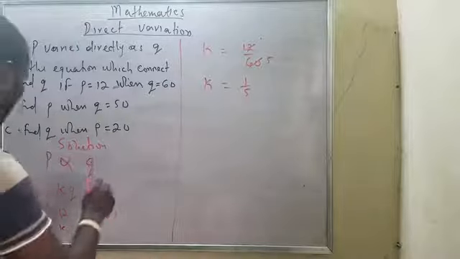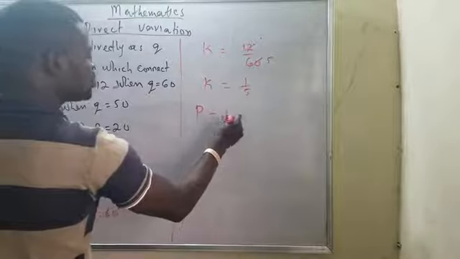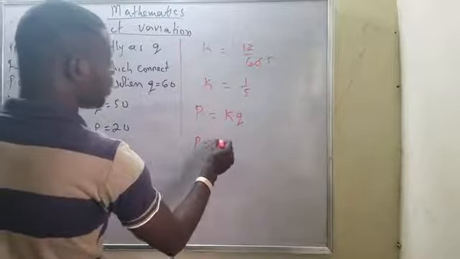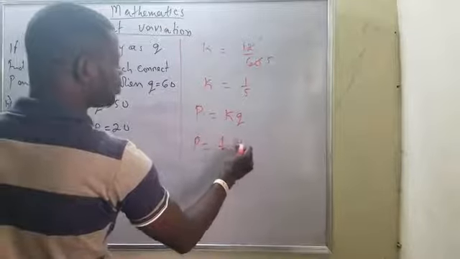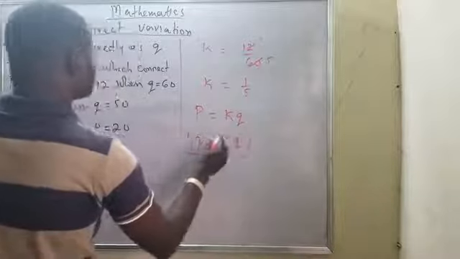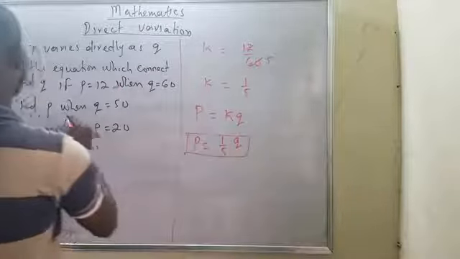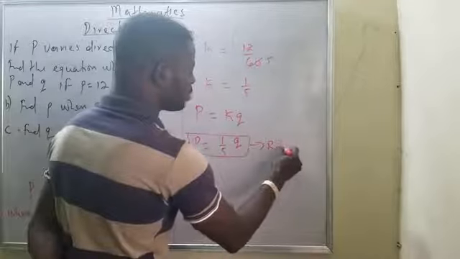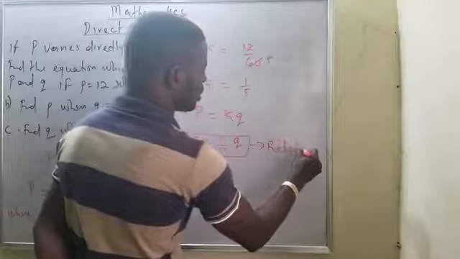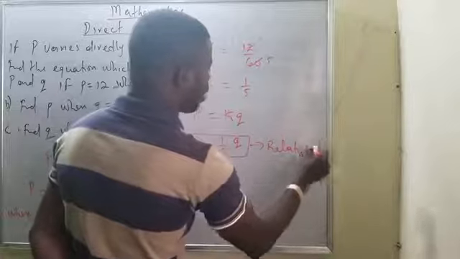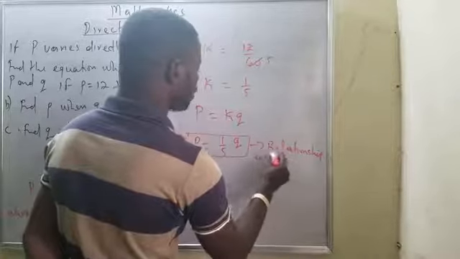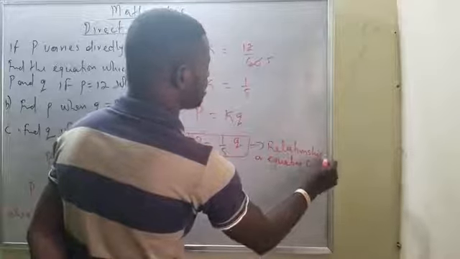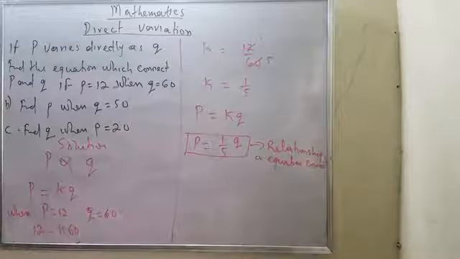I will now move on by having P equals KQ. It means P equals 1 over 5 Q. Now, this is the relationship, the equation connecting them. We call it the relationship or equation connecting them. Now that is what you need to understand there.